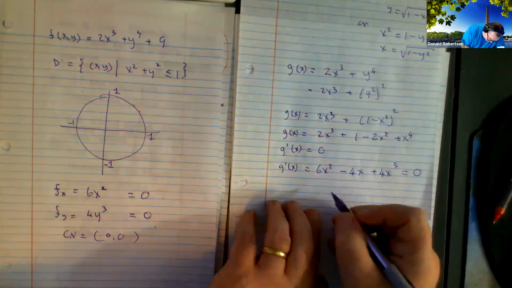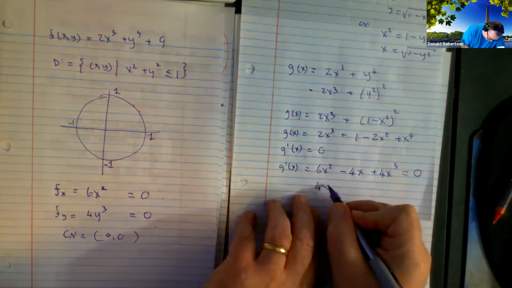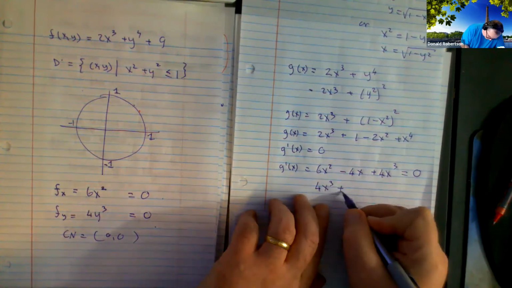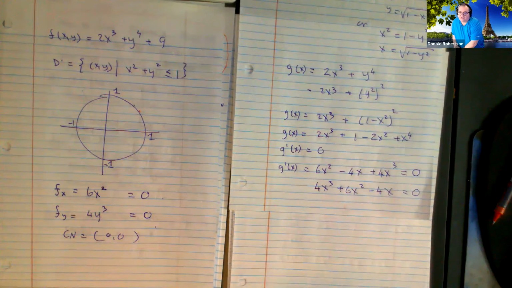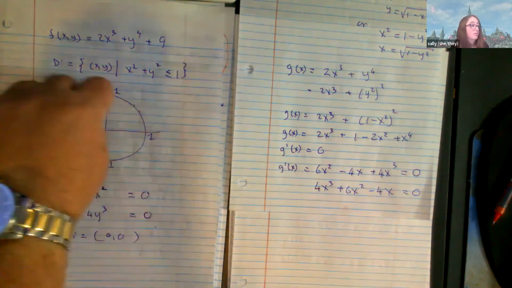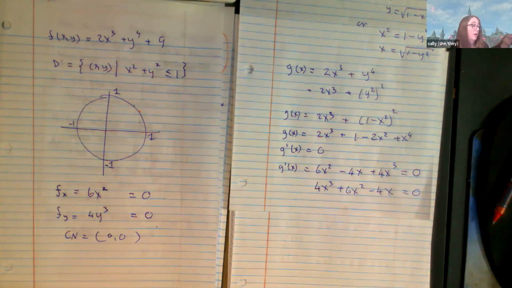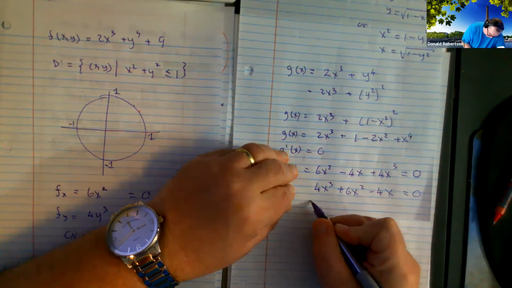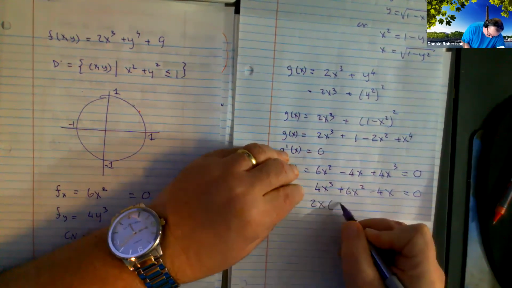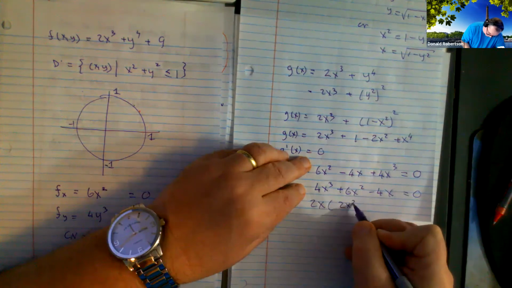And I'm a picture straightener, so I'm going to call it 4x cubed plus 6x squared minus 4x. That's not a big deal. Right, what could I do next to try and solve this equation to find the numbers on the outside that are useful to look at? You could factor out a 2x. Okay, and that would leave me with 2x squared plus 3x minus 2, I believe.